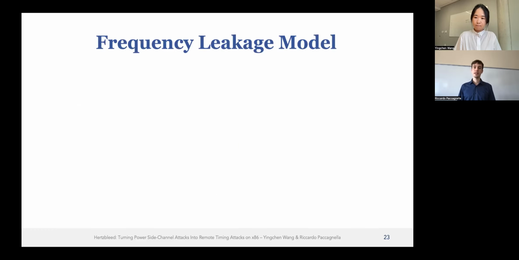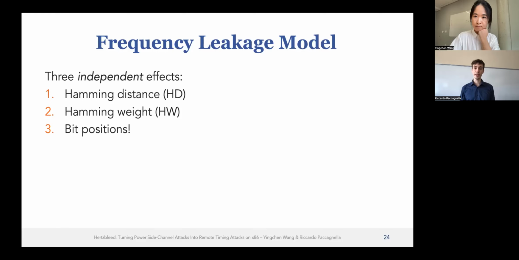We find that there are 3 important effects that are independent and that affect this dependency: the Hamming distance effect, the Hamming weight effect, and the bit positions. I will now explain each of these effects, and then we will look at a case study for one of these effects before we turn to the security implications. Let's start from the Hamming distance.